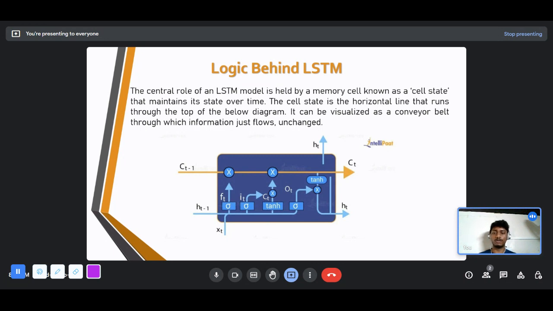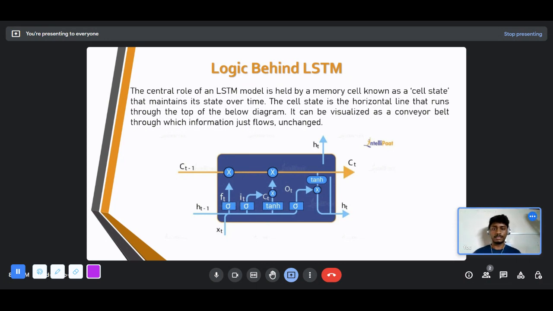For the language model example, since it just saw a subject, it might want to output information relevant to a verb, in case that's what is coming next. For example, it might output whether the subject is singular or plural, so that we know what form a verb should be conjugated into if that's what follows next.